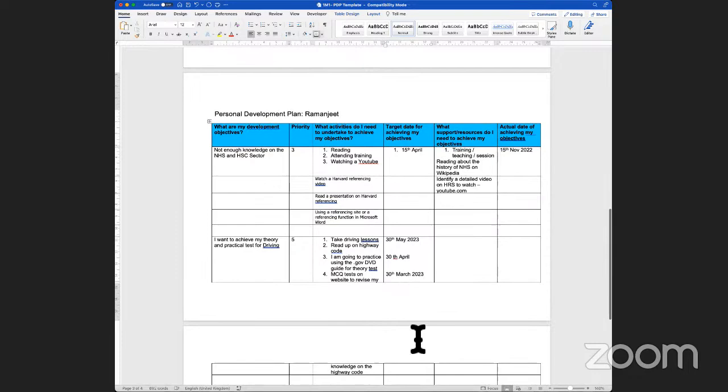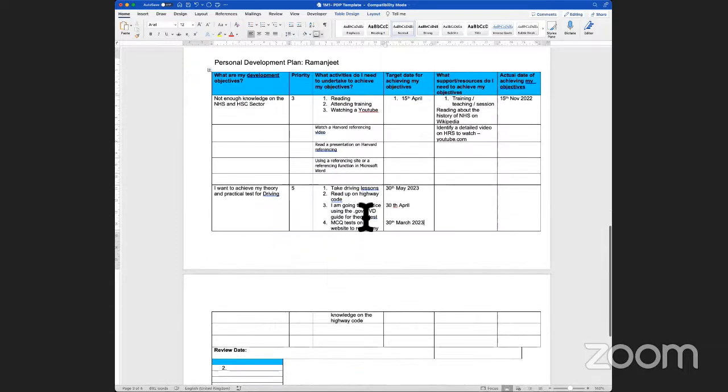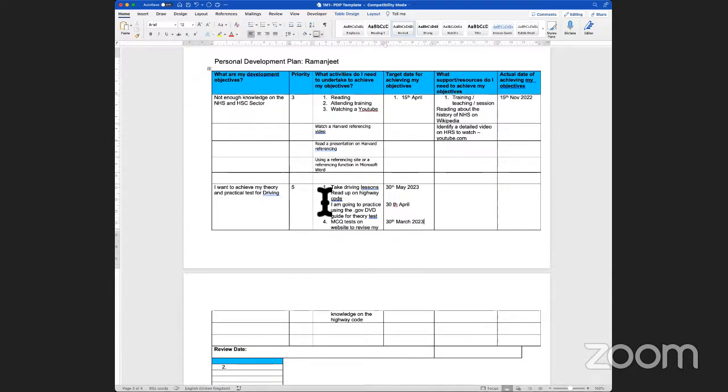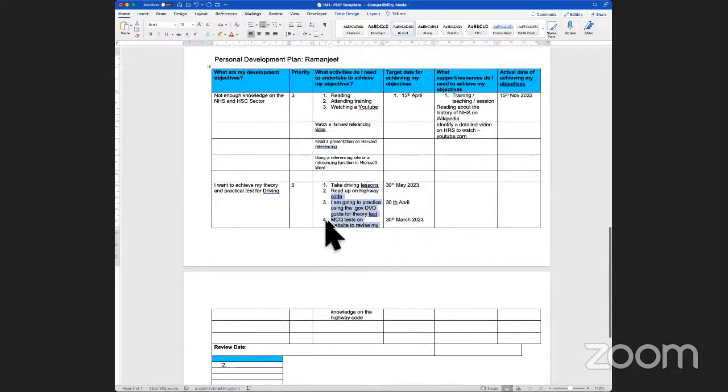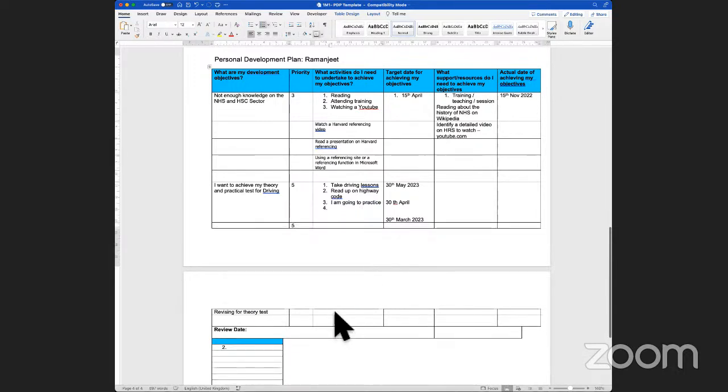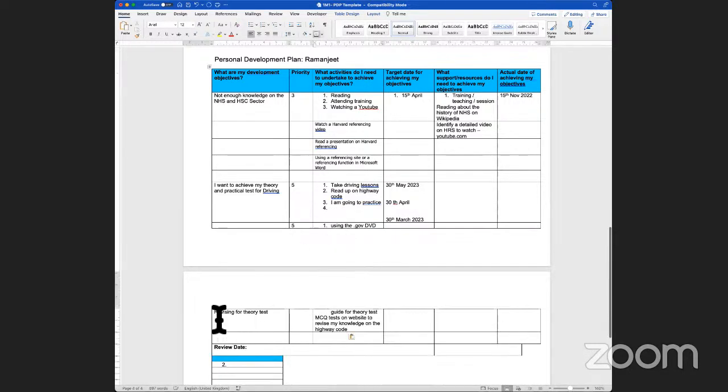So what you're doing is putting a timeline, and this is a plan that I'm developing. You might want to break this down into a theoretical plan and a practical plan. So I might take driving lessons, which is 1, and I would also take theory lessons, which would be priority 5, revising for the theory test. Then put these activities on this side and define a timeline for them, completing some part of what I want to achieve.